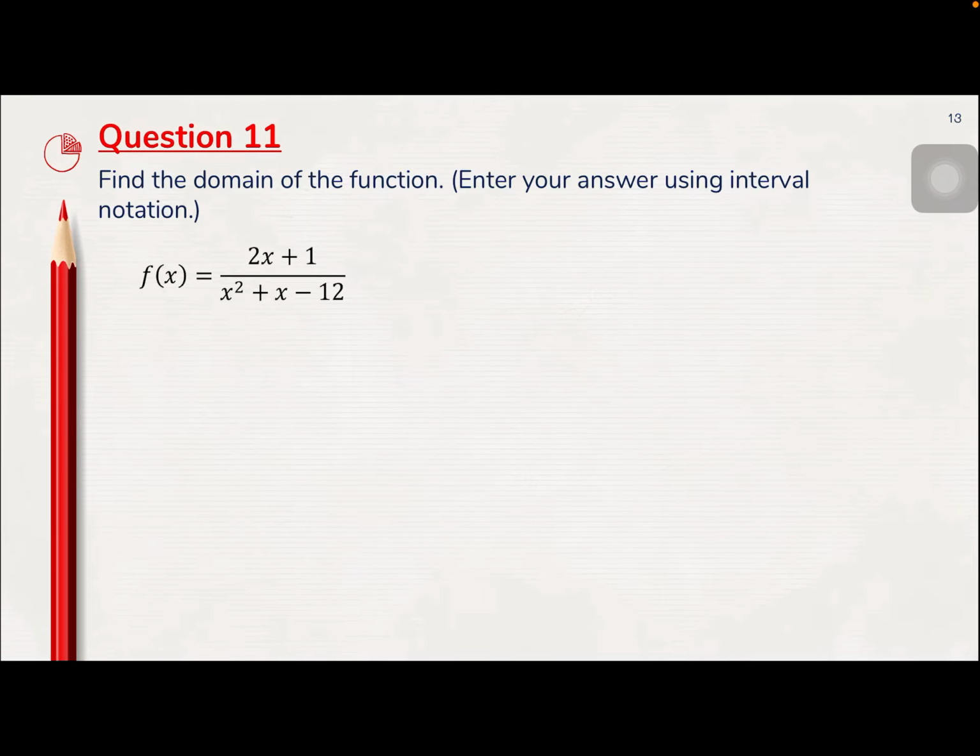Question 11. Find the domain of the function, and we're going to enter your answer using interval notation. Okay, without using any graphical utility, we're going to get the domain of this function. Let me make some notes. The first thing that you need to see is that it is a rational function. So this is a rational function.